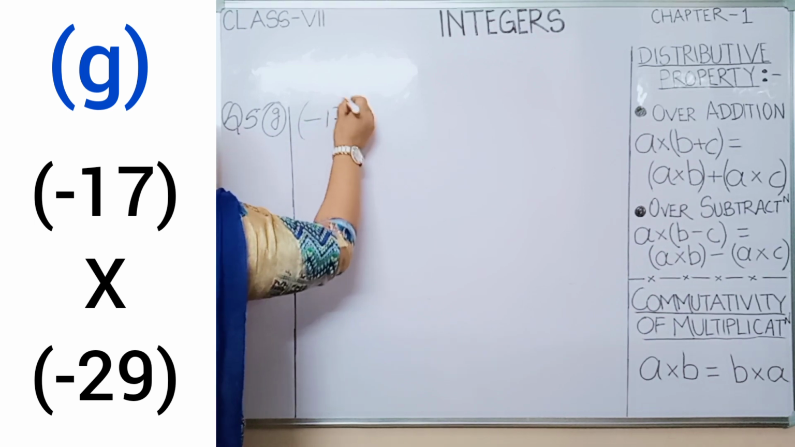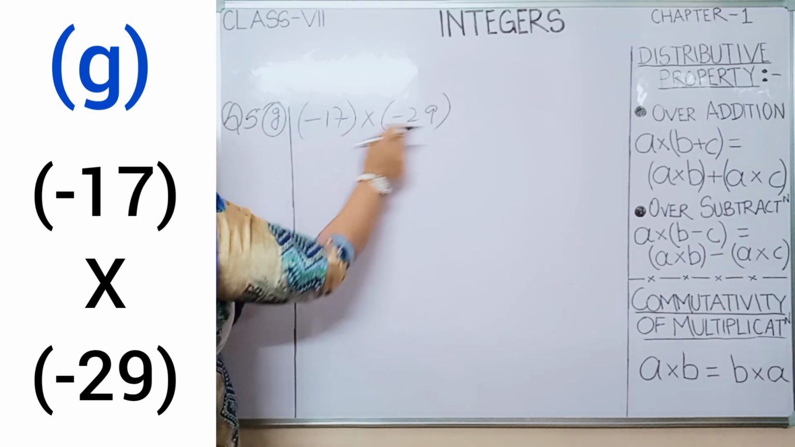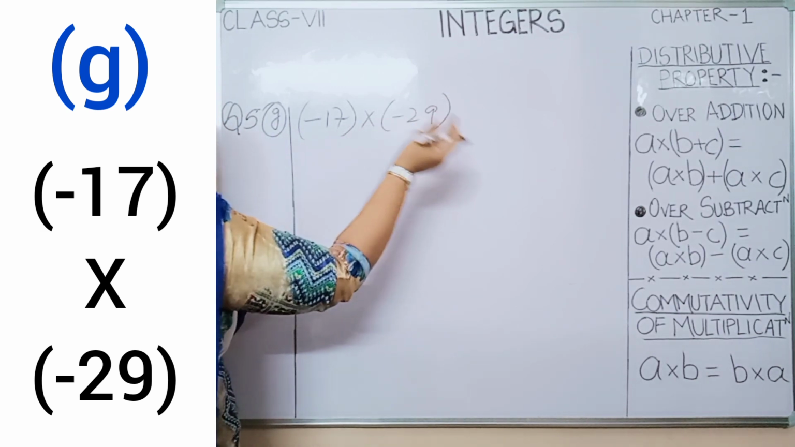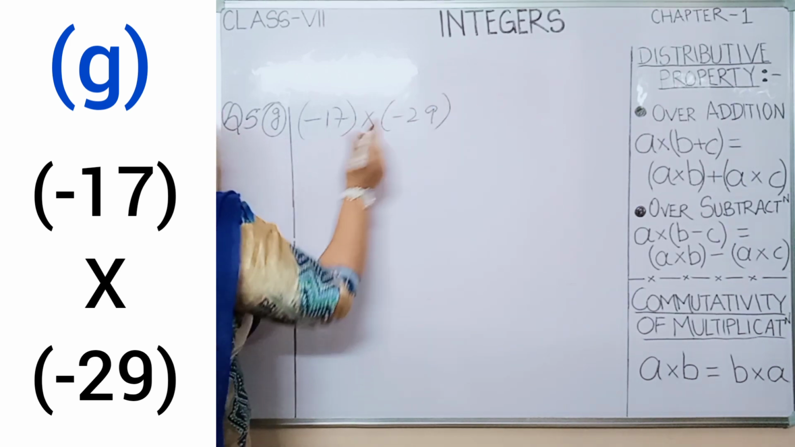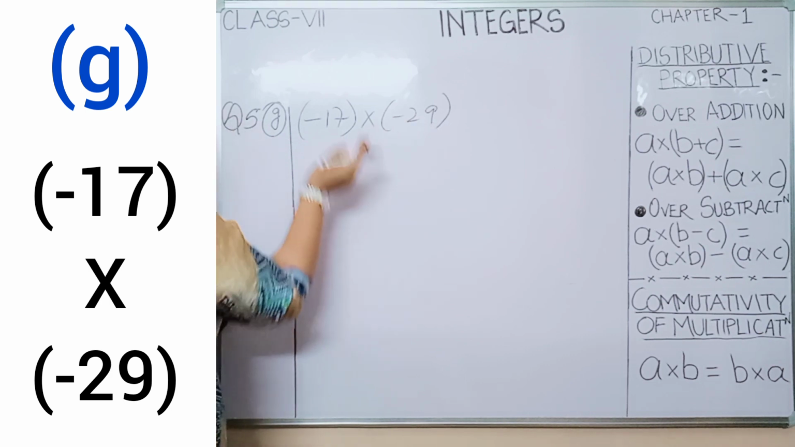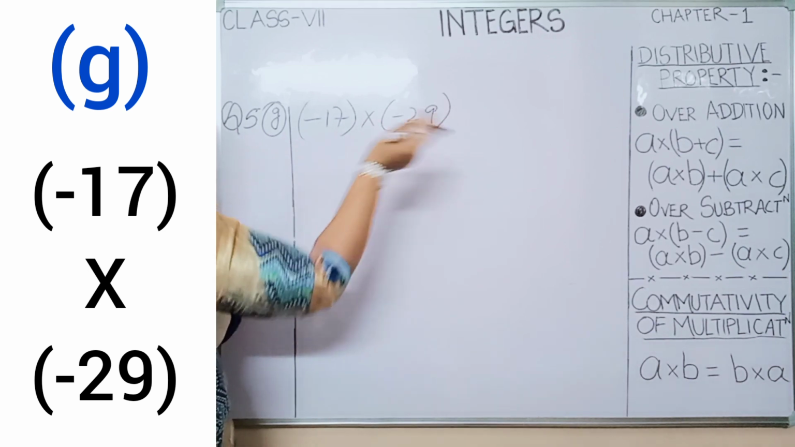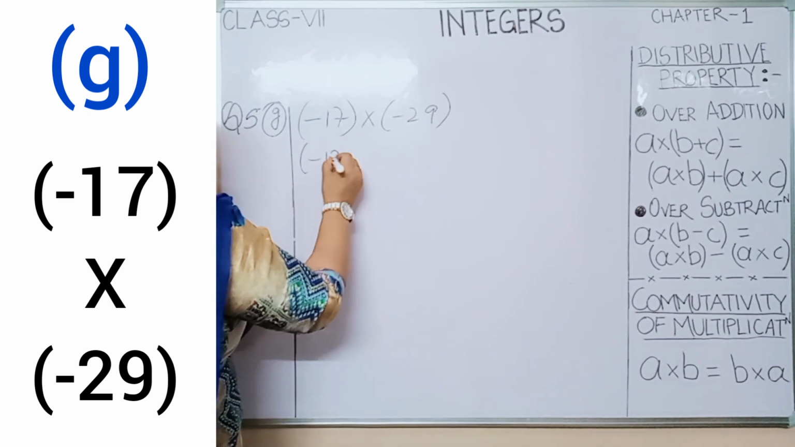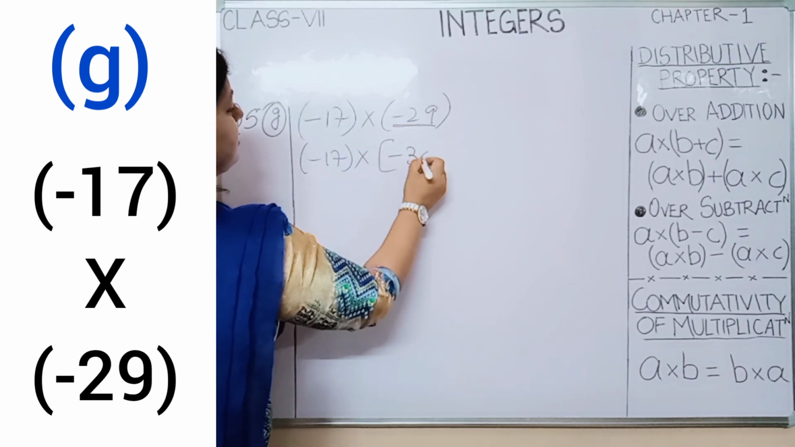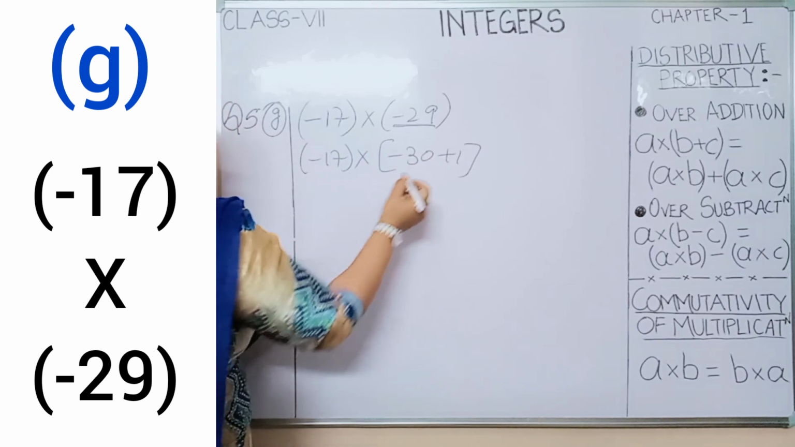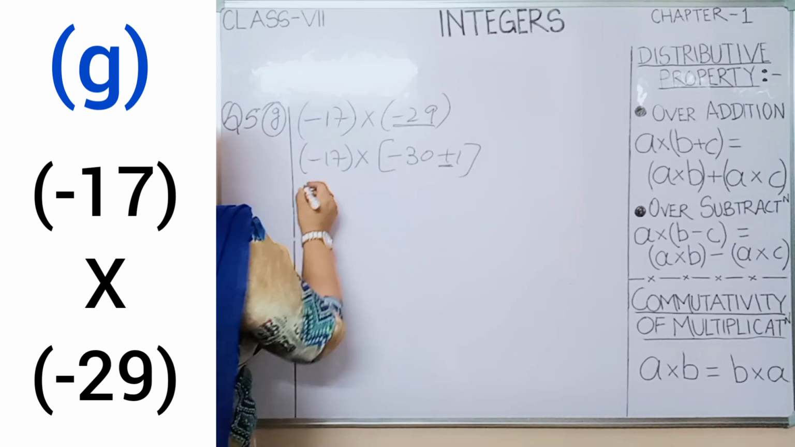G part. Question is minus 17 multiply minus 29. Do not multiply minus 17 and minus 29 directly because we have to use distributive property over addition. We have already done the same question in D, only the digits were changed. Minus 17 into, we break minus 29 into minus 30 plus 1.